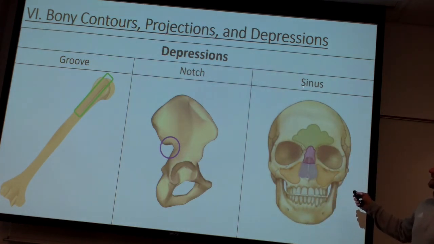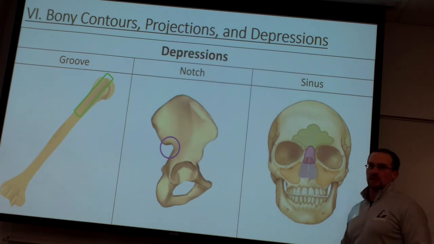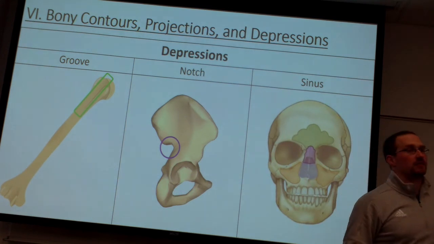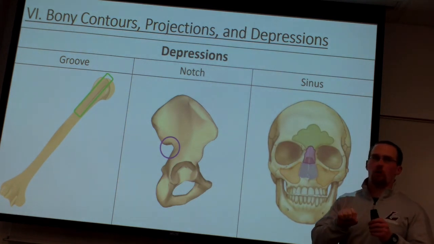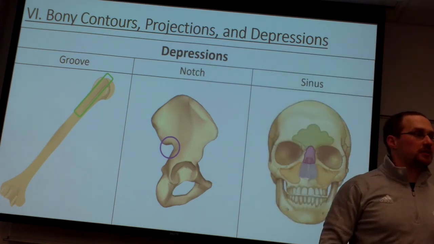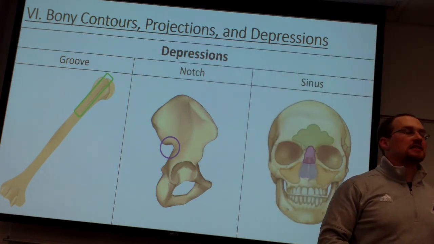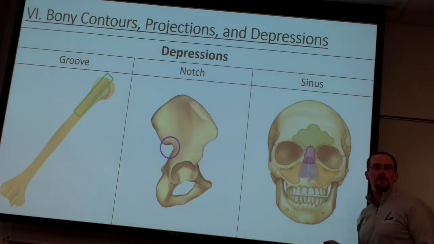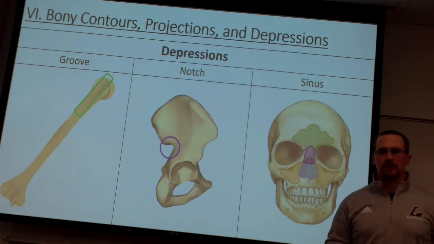And then we've got sinus. Sinus is going to be a cavity, open cavity in the bone. Think of it kind of like a cave. Okay? So in a cave, you go through a small opening, and then all of a sudden you get in the middle of the cave, and it's ginormous. Okay? Lots and lots of space. That's what a sinus is considered. It's a cavity. Big open area.